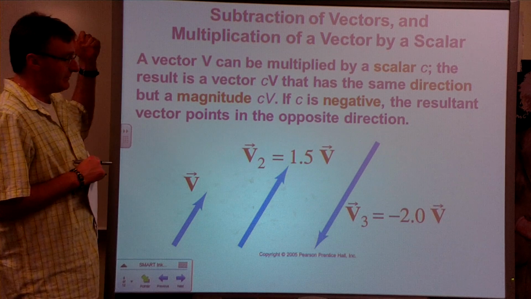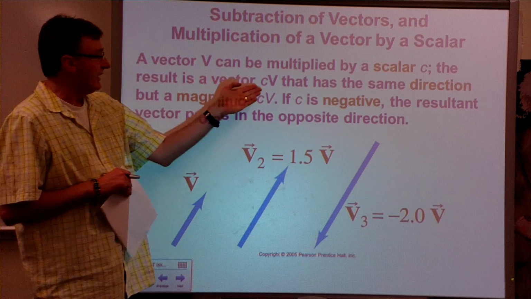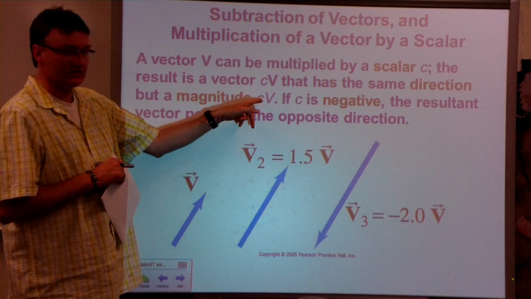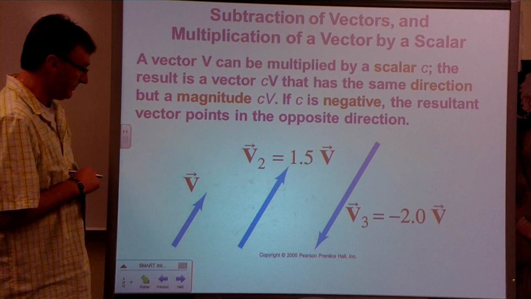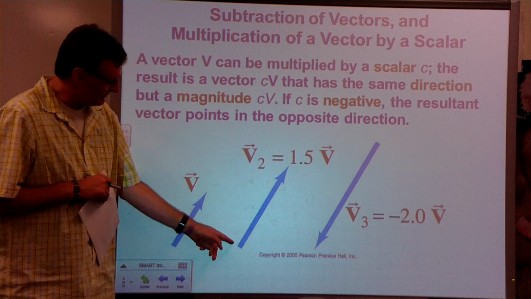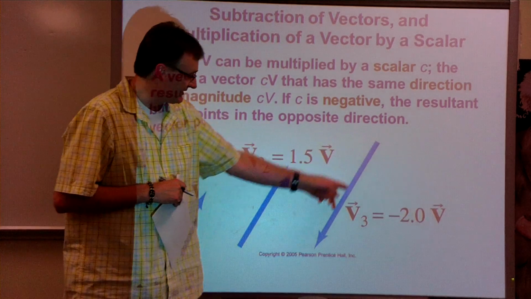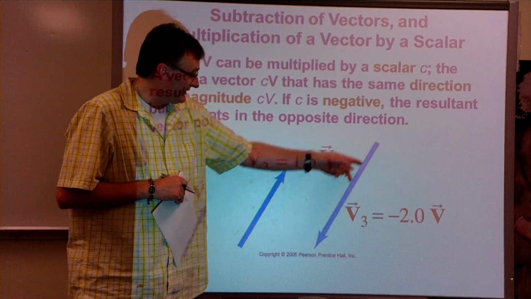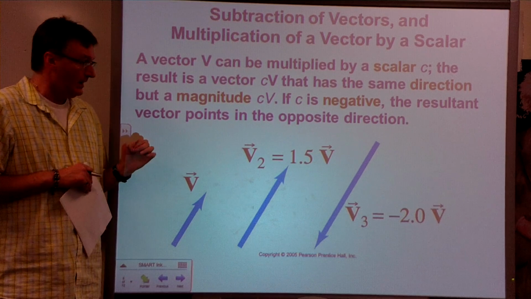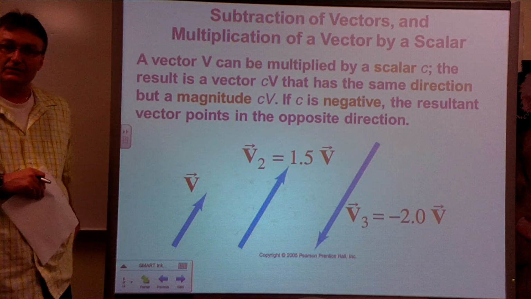A vector can be multiplied by a scalar, and the result is a vector cV that has the same direction, but a different magnitude, which is the factor that you multiplied it by. So if this is our original vector, 1.5 times the original vector would be something like this, and negative twice the original vector would be something like this. And again, the negative makes the direction opposite. So for the negative of a vector, all you do is put the direction the opposite way.